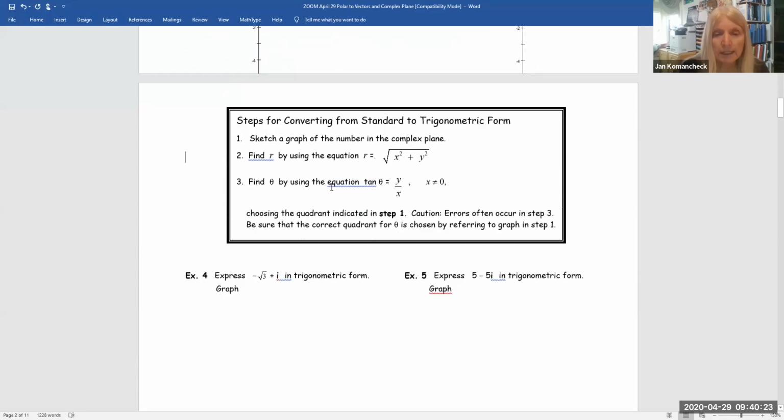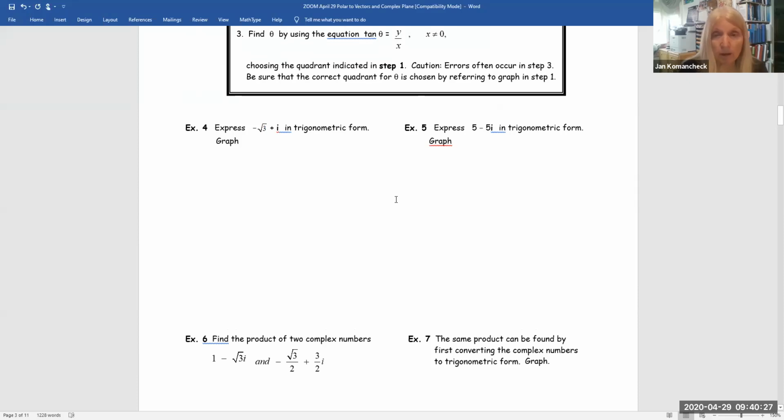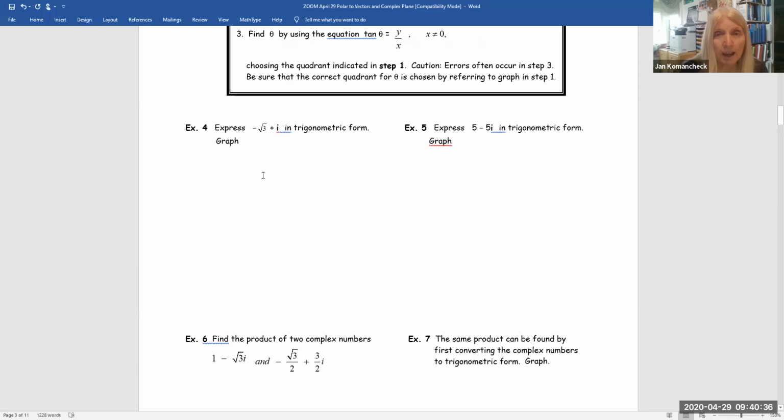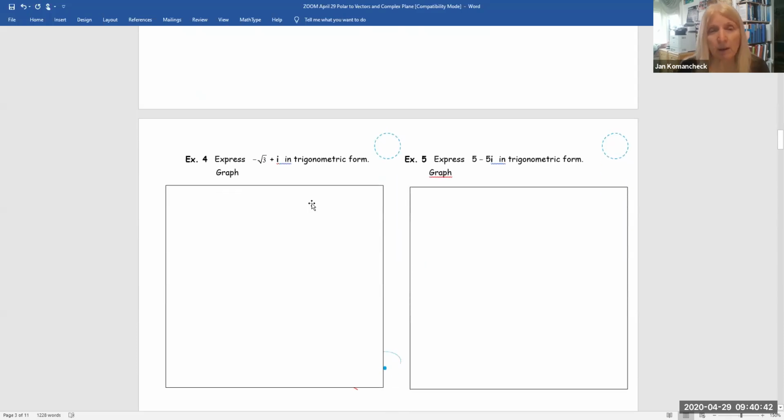So I don't have any work down here. Okay, example 6: find the product of two complex numbers, and example 7. So this is what you have in your notes, but I hope I have on my next page example 4 done. Yes, I do. Okay, I've got example 4, I've got example 5.